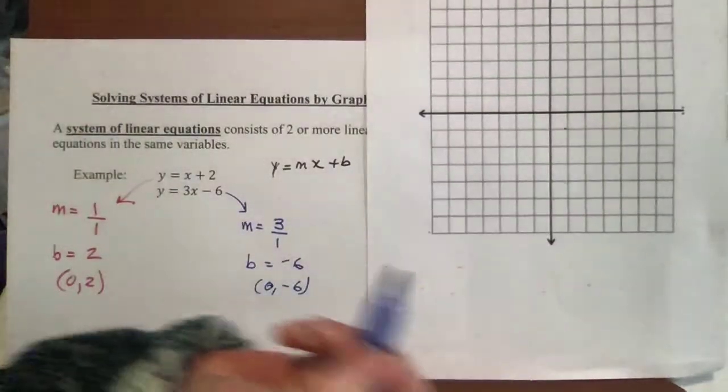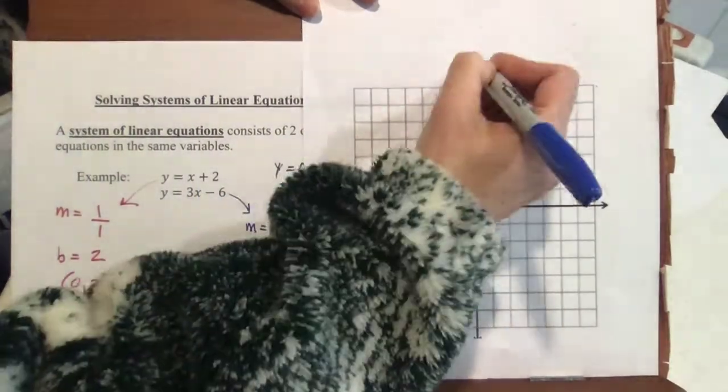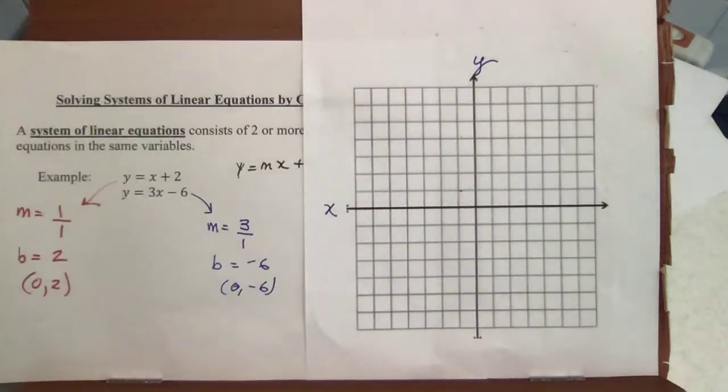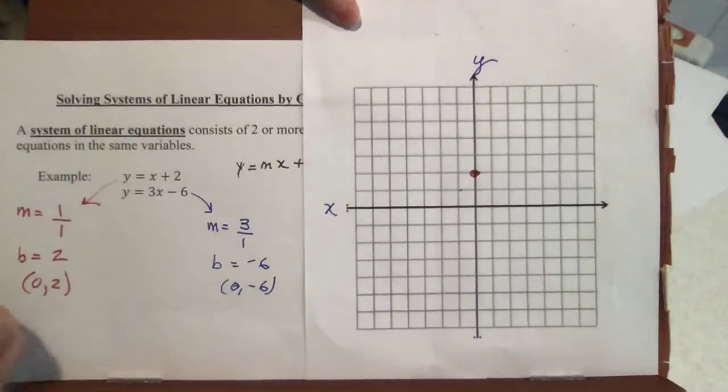And when we graph them, always identify your x and y axes. So I'll put that down a little lower. This is our x-axis, this is our y. First I'm going to graph y equals x plus 2. Our y-intercept was 2, so put a point there.